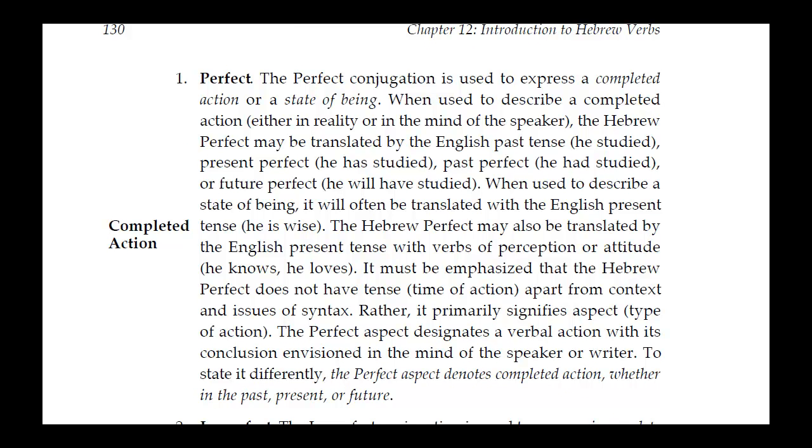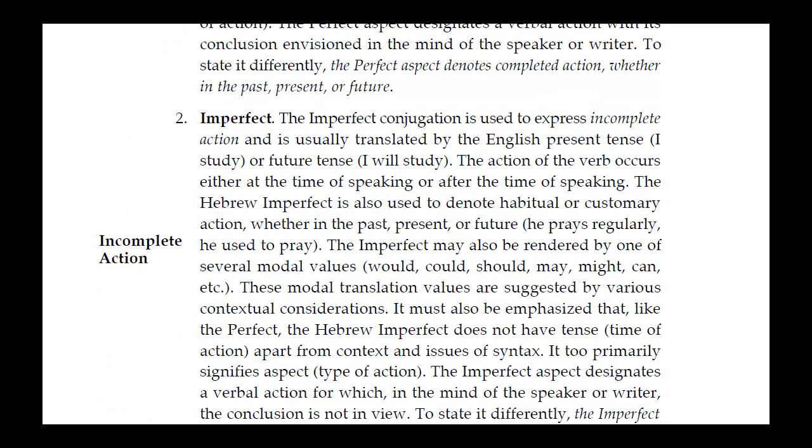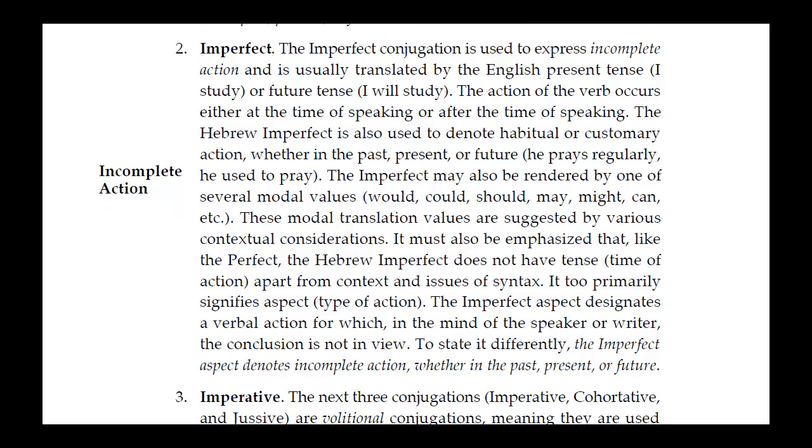Again, the perfect tense conjugation is used to express a completed action or a state of being. So basically, that type of action. The action has been completed in the mind of the author. Now, the perfect aspect denotes completed action, whether it's in the past, present, or future. That's one thing you want to know. It's what we call the aspect of a verb, the type of action. It's not necessarily the tense that we're as much interested in. It's actually more of the type of action. Completed action, incompleted action.